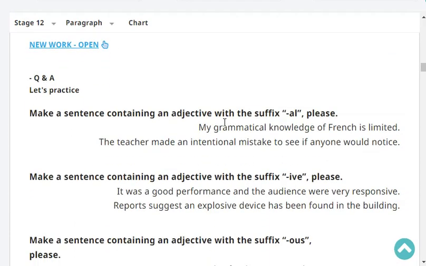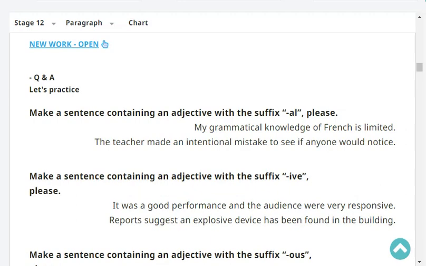I'm ready. Make sentences containing an adjective with the suffix -al, please. My grammatical knowledge of French is limited. Very good. The teacher made an intentional mistake to see if anyone would notice. Very good.